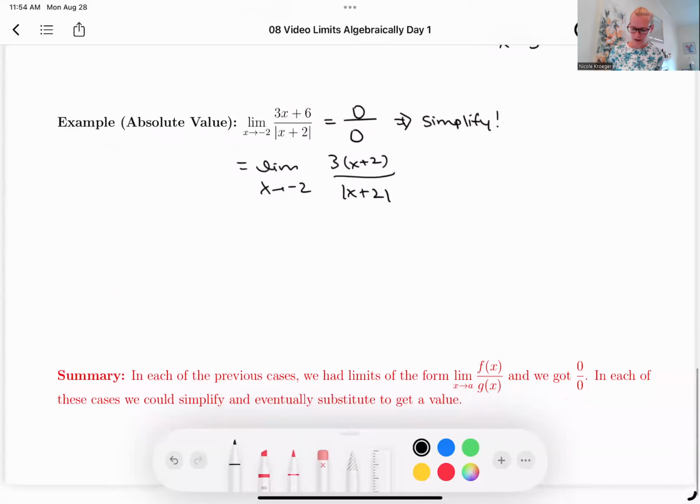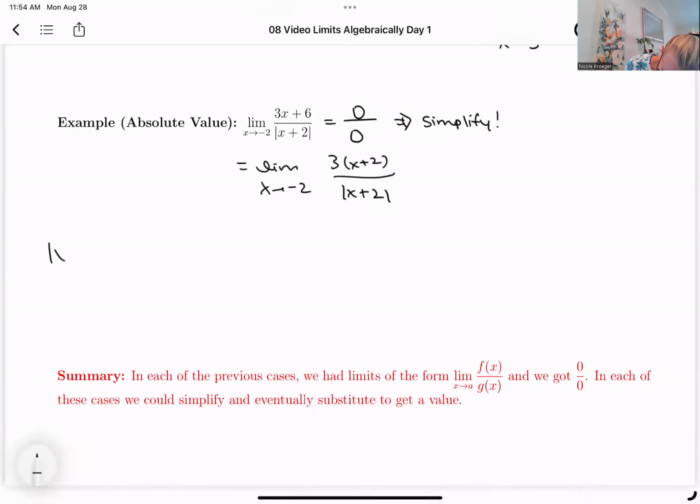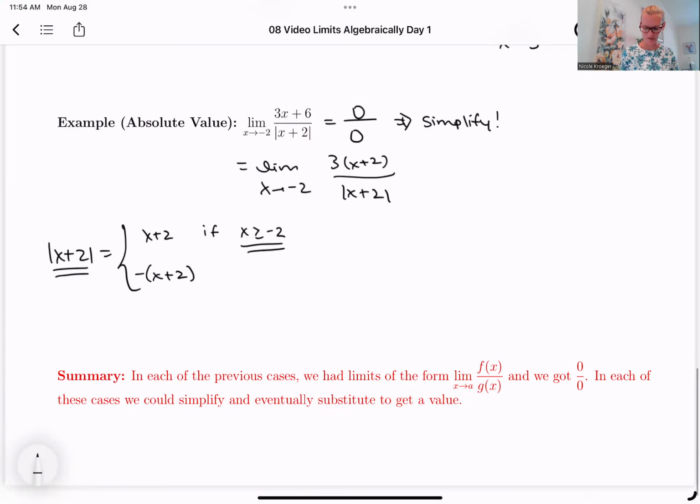The thing to be careful about here is that absolute value breaks apart into two pieces. So absolute value breaks apart into a positive piece and a purely negative piece, okay? And it's going to be positive if x is bigger than or equal to -2. -2 is the place that this is equal to 0. So this is the place that things break apart. And it will be negative if x is less than -2.